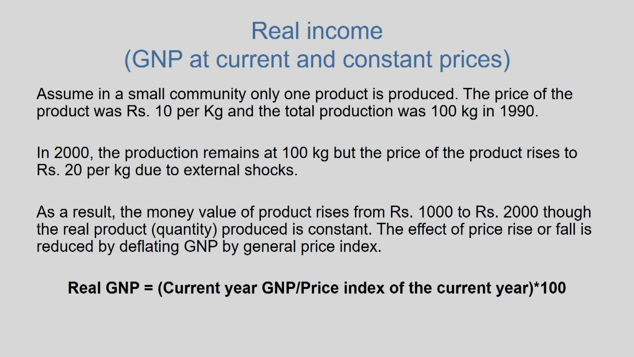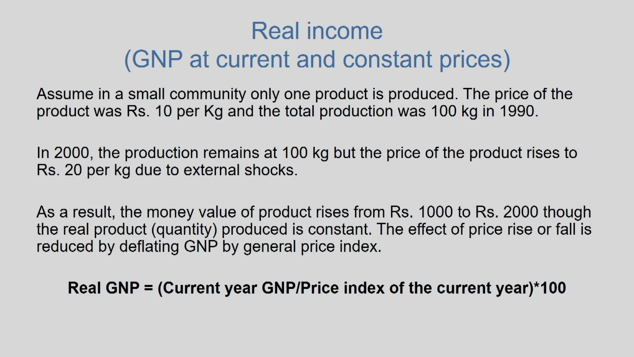GNP measured at current market prices may overstate GNP when there occur increases in price level. Let me demonstrate this to you in terms of an example. Assume that in a small community only one product is produced. The price of the product was rupees 10 per kg and the total production was 100 kg in 1990. In 2000, the production remains at 100 kg, but the price of the product rises to rupees 20 per kg due to some external shocks.